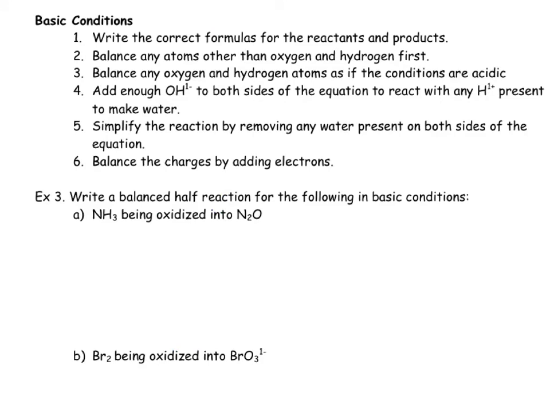If your reaction happens under basic conditions, balance it like the reaction was acidic. That takes you to step number 3. Then add enough OH1 minuses to both sides of the equation to react with any H pluses present to make water. This will change your reaction from an acidic one to a basic one. Simplify the reaction by removing any water present on both sides.